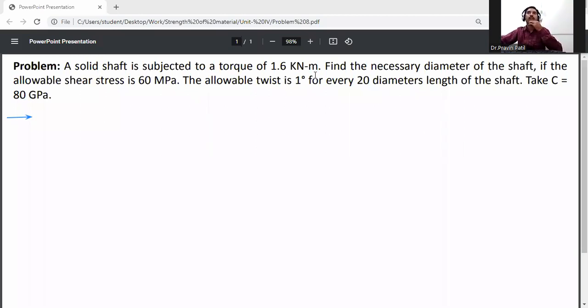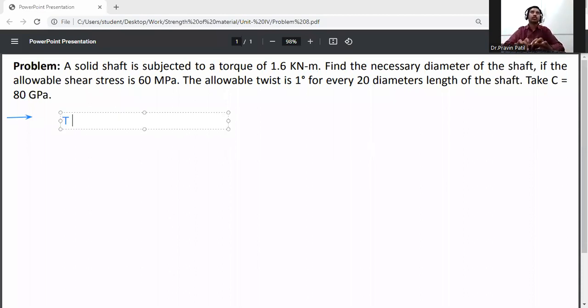1.6 kilonewton meter. Find the necessary diameter of the shaft if the allowable shear stress is 60 MPa. The allowable twist is 1 degree for every 20 diameter length of the shaft. Take C equal to 80 GPa. Okay, so first of all, write down the given data.